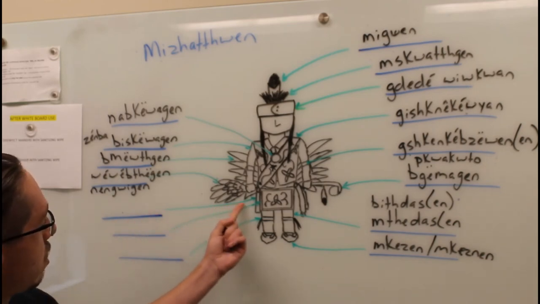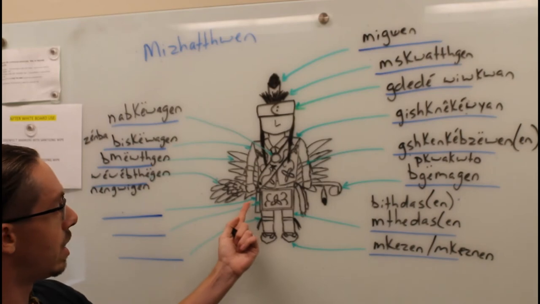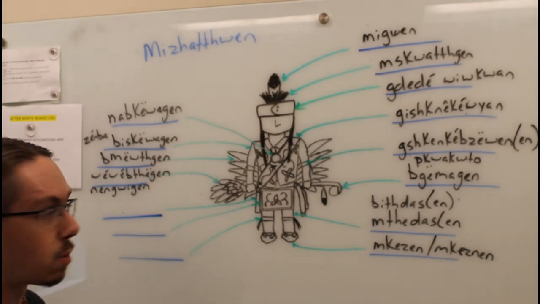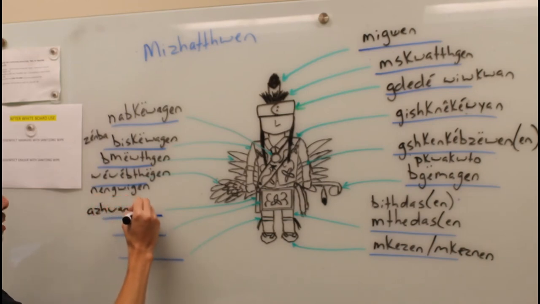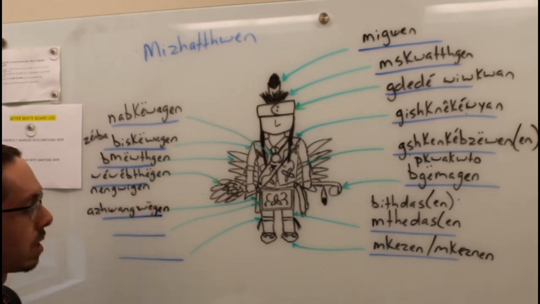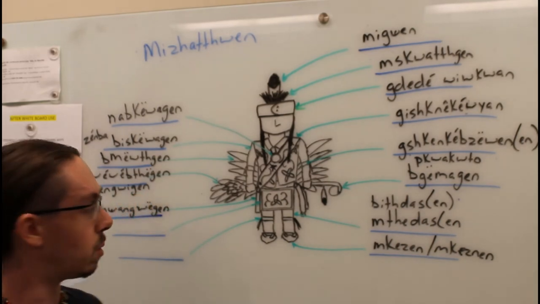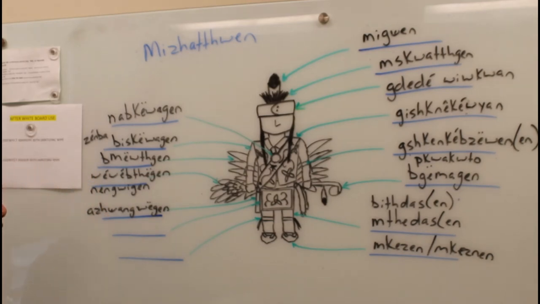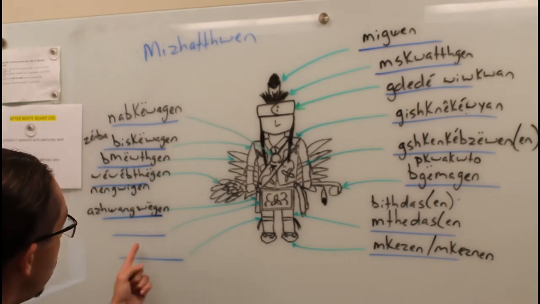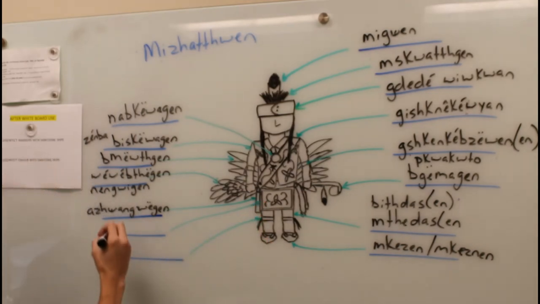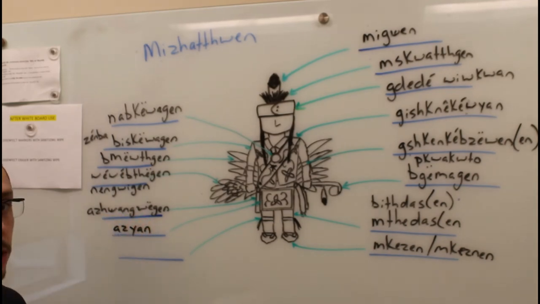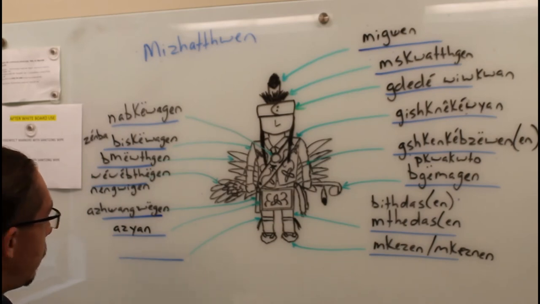Next arrow we have here, it's pointed right at the bandolier bag. Bandolier bag we call ajwangwagun. The thing that hangs over your shoulder. That's a bandolier bag. Next arrow we have it pointed at the apron. Apron we call asian. Asian is your apron.